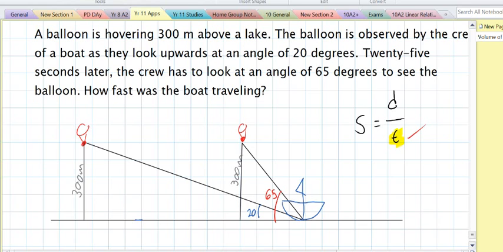Except we don't have the speed. Good. So here, to find speed, we need to have distance and time. And we have time, but we don't have how far the boat's travelled. And how far the boat's travelled is effectively between here and here. The two change as the angle changes, which is the distance between there and there.